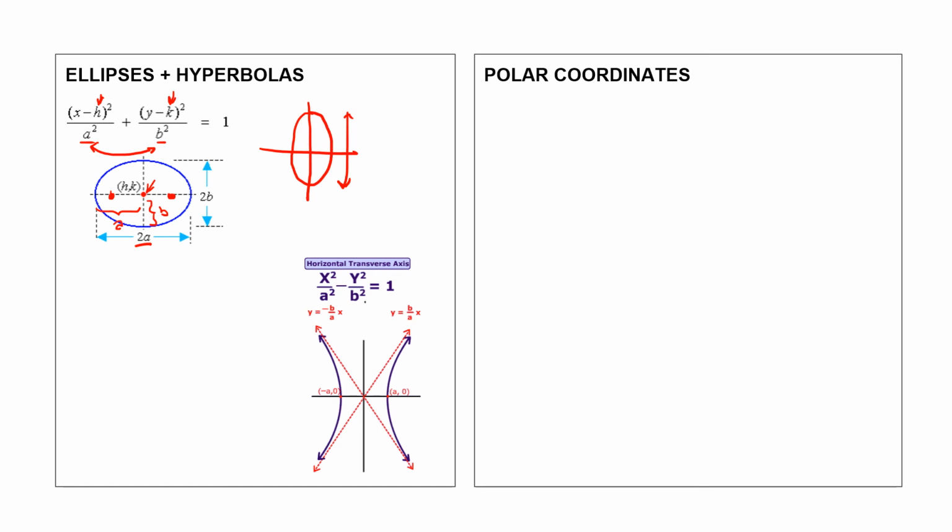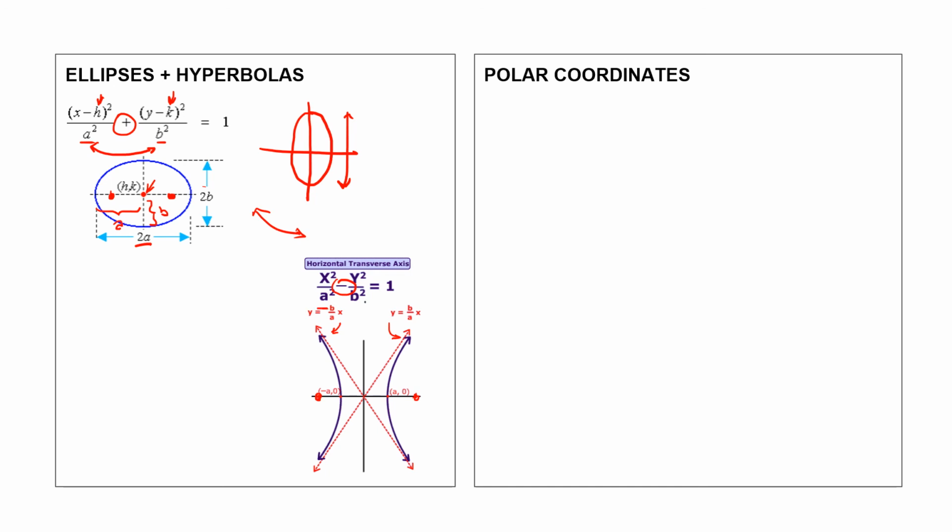All right, moving on to hyperbolas. Hyperbolas have the form x squared over a squared minus y squared over b squared. Now you can see the difference between the ellipse and the hyperbola in the sign between their x and y terms. Hyperbolas have that minus sign. One thing to note about hyperbolas is you have two asymptotes and you have two foci on either side.